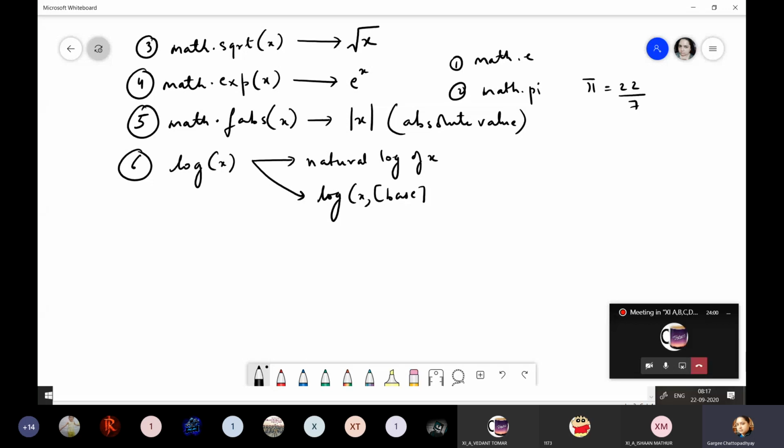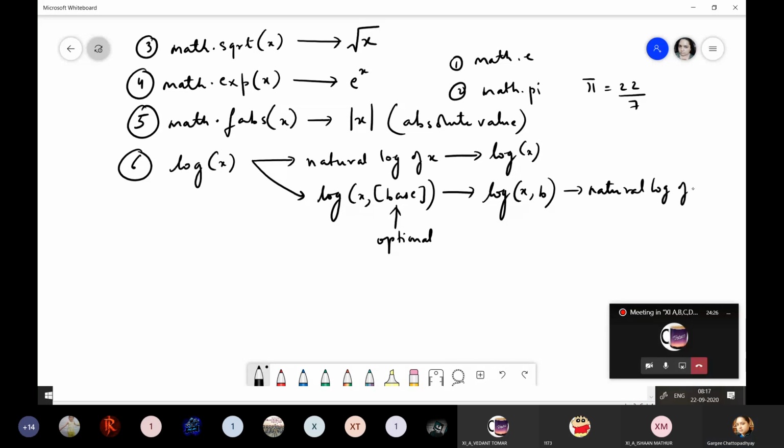I have written base within square brackets because base is an optional argument. That is, even if you don't give base, if you simply write log x, it will only give you natural logarithm of x. Okay. And if you also write log x comma b, so this will give you the natural logarithm of x to the base b.